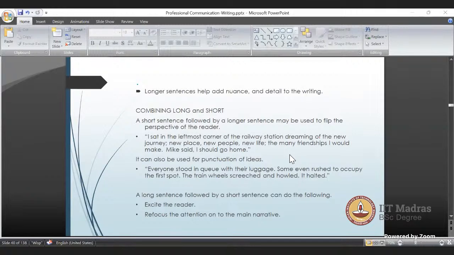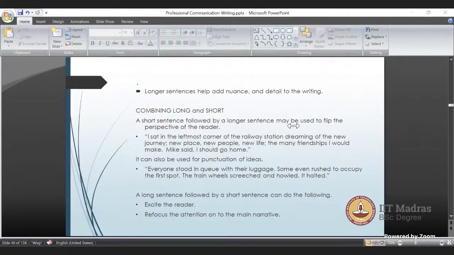So just read all those sentences. You have three comparatively longer sentences followed by one short sentence, right? Everyone stood in queue with their luggage. Some even rushed to occupy the first spot. The train wheels screeched and howled. It halted. What do you see? Any comments on this? No? Okay. So look at the shorter sentence that follows. It halted, right? All the sentences that went before, okay?